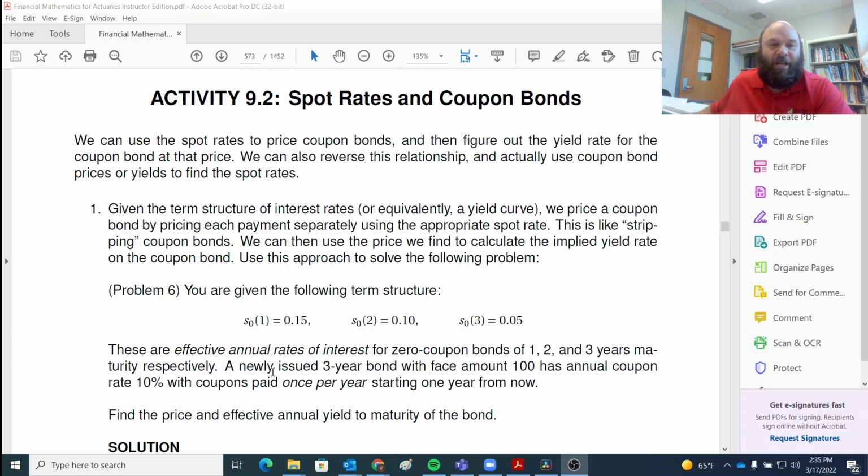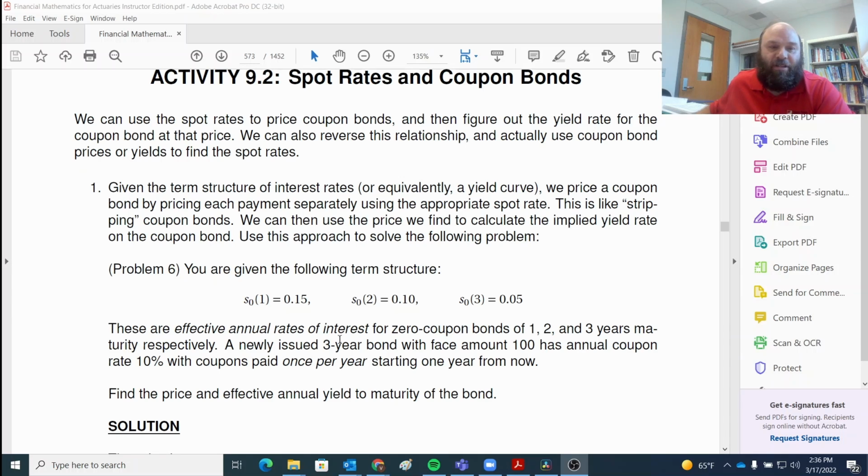Now we've got a newly issued 3-year bond with face amount 100. It's got annual 10% coupons paid once per year, so that the coupons need to match the term structure. And the first payment's 1 year from now. So basically it's a standard bond with annual coupons. We want to price this. We'd also like to find what the yield to maturity is. Notice without the term structure, we don't have enough to price the bond. With the term structure, we can price it, and then we can use our calculators to get the yield rate.